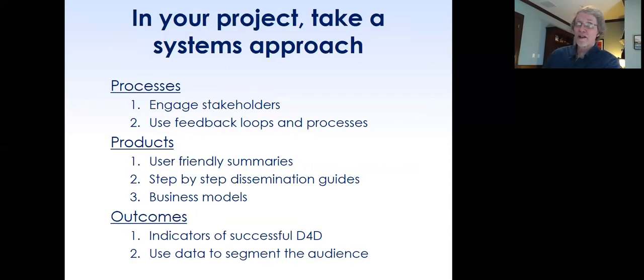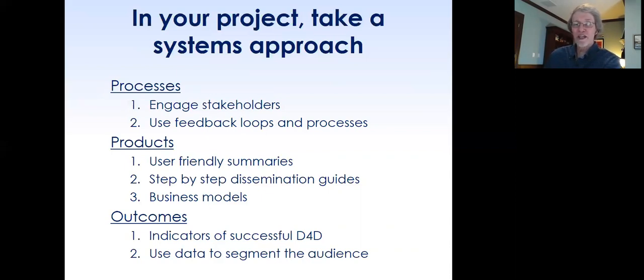Think about across this project where you might put in D4D principles. It might involve processes like engaging stakeholders, including feedback loops and different processes, the idea of continuous quality improvement. It might include what products. Of course, we're going to do journal articles, but what about user-friendly summaries? What about step-by-step dissemination guides or a toolkit? What about business models, where businesses are very good at marketing and audience segmentation? Why not use one of those?